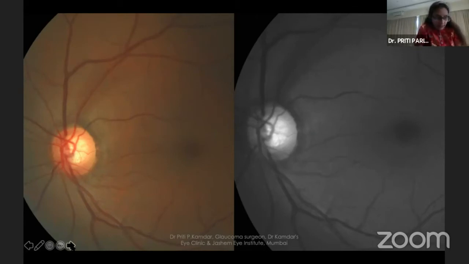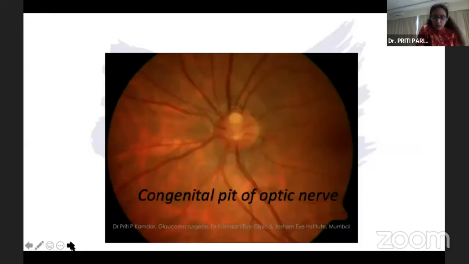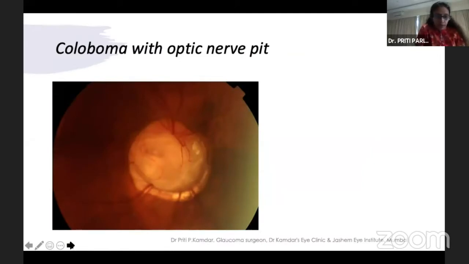Now congenital anomalies of the disc can be confusing and can be mistaken for a glaucomatous disc, like a disc coloboma, congenital pit of the optic nerve, coloboma with an optic nerve pit.